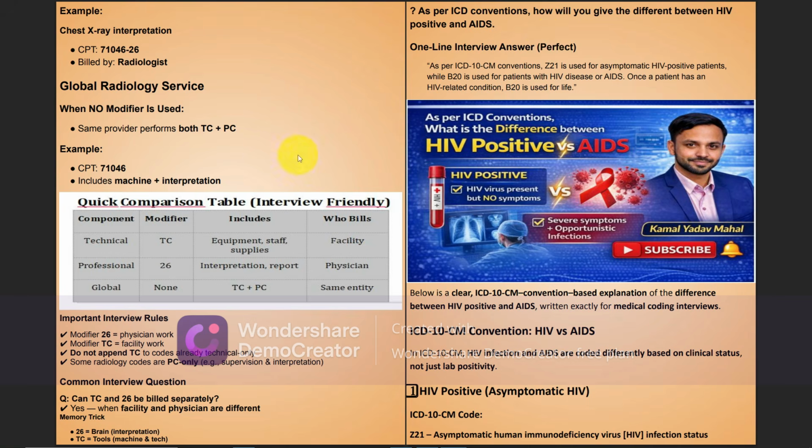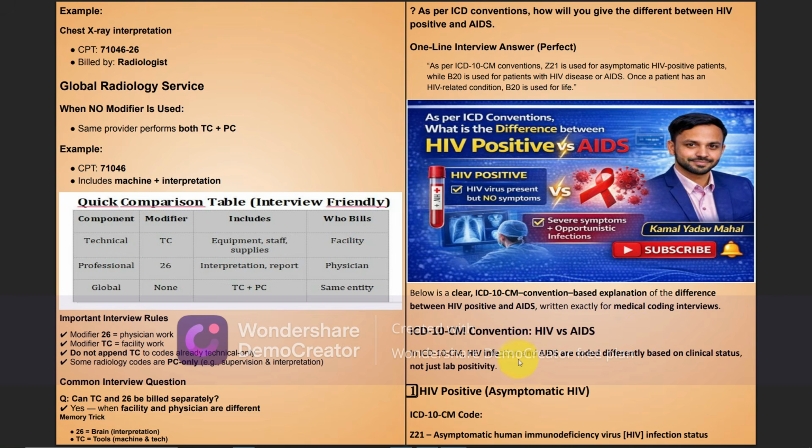HIV positive, virus present but no symptoms: at that time we use Z21. Severe symptoms or opportunistic infections: at that time we use B20. Below is a clear ICD convention based explanation of the difference between HIV positive and AIDS, written exactly for medical coding interviews. ICD-10-CM convention, HIV versus AIDS.